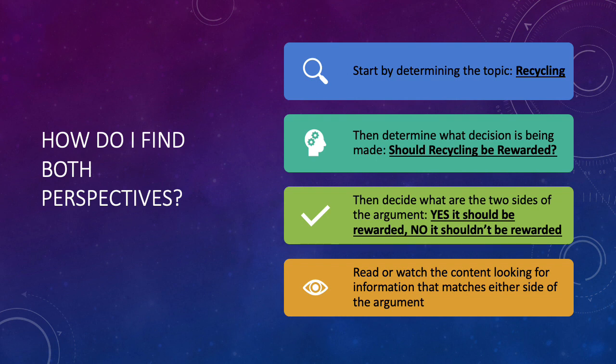So while I read, I'm going to be looking for the 2 different sides. The 2 different sides are, yes, it should be rewarded. No, it shouldn't be rewarded. It is pretty simple, and sometimes it's more complex, but for the most part it's yes, it should, no, it should not. And you run with it that way. So I'm going to go through, and in this case I'm going to be reading an article and looking for the information that matches first the yes side and then the no side.